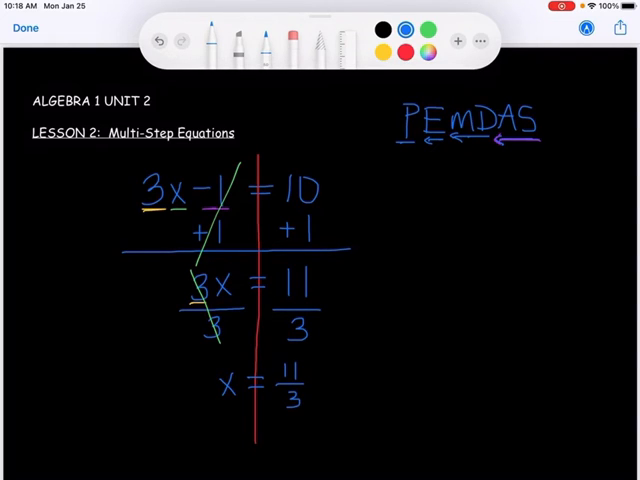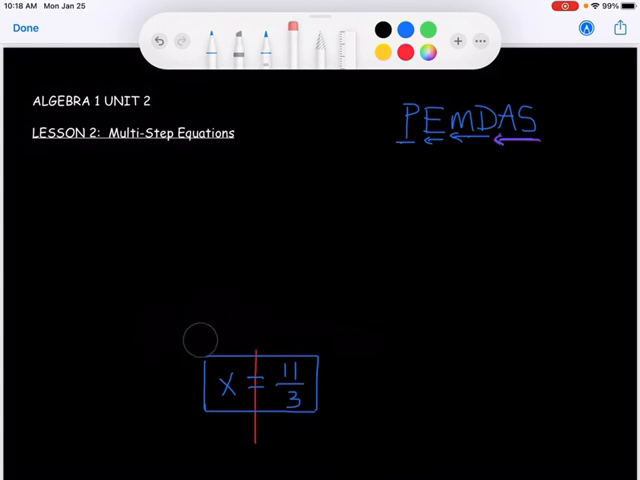or you can change it to a decimal. I prefer to leave it as an improper fraction. It makes it easier when you go back and check. So do make sure you go back and check that. For time's sake, I'm going to do another example, but you would want to go back to the original and plug that in and make sure it's correct.